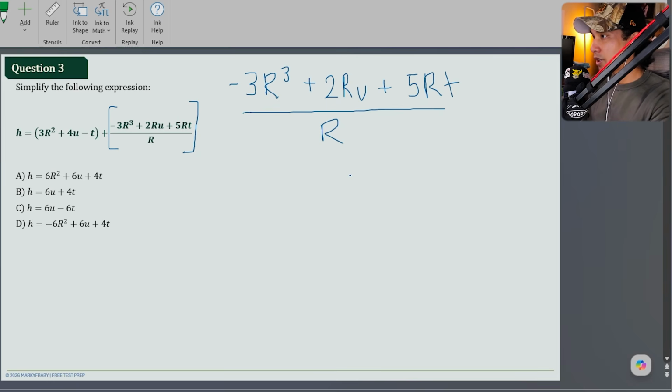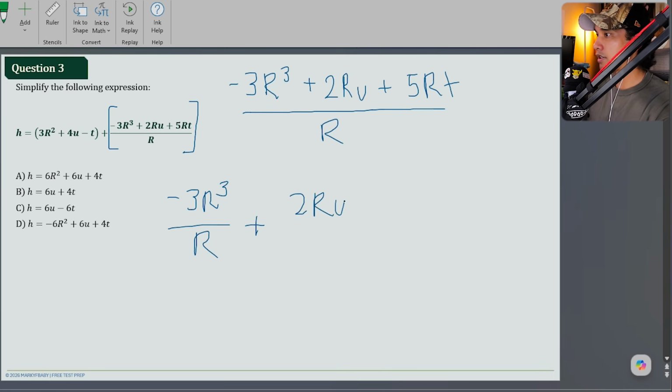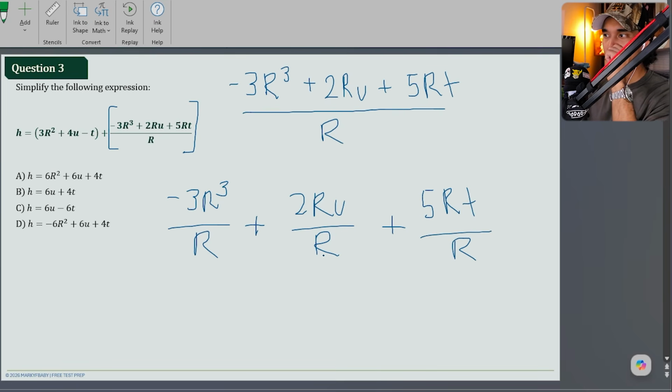Okay? Just for you to get a mental breakdown, I don't recommend you do this, but I want you to understand this concept. So this r could go under this term, and under this term. Okay? So it's going to look something like this. Negative 3r cubed over r plus 2ru over r plus 5rt over r.